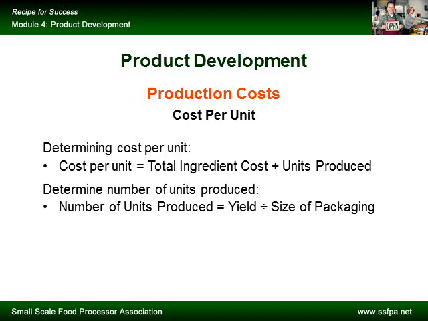Cost per unit or package can be determined by taking the total cost of all ingredients and dividing that by the number of units or packages produced. However, before you can complete this calculation, you have to determine the number of units produced using this formula. Number of units produced equals yield divided by size of packaging.